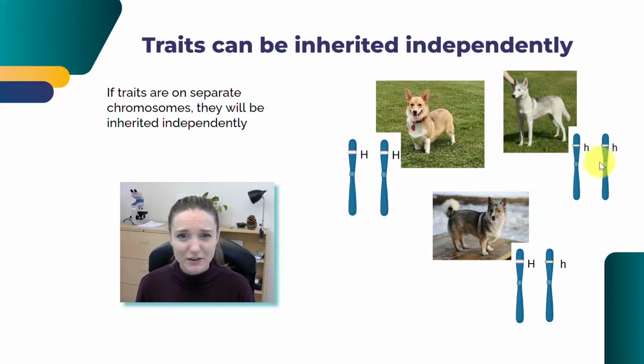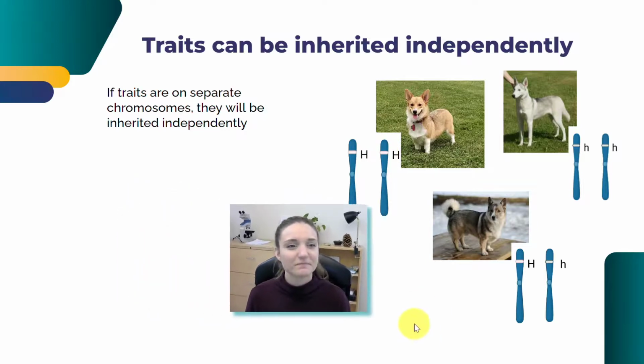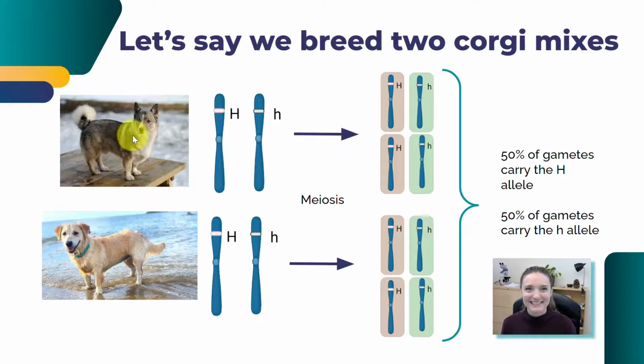In this case, these are all going to separate, okay, because we're only looking at one allele right now. And so let's do a test cross. Let's say we have two Corgi mixes.